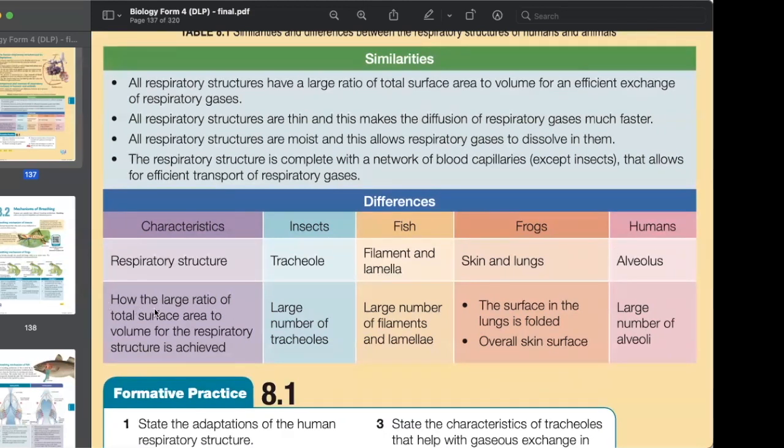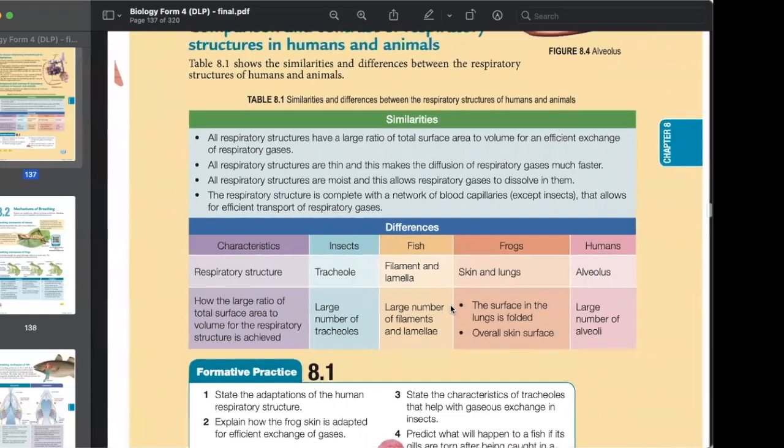Okay, how the large ratio of total surface area to the volume for respiratory structure is achieved? So yang ni dia ada banyak. Okay, the tracheal is present in a large number. Yang ni dia ada large number of filament and lamella. So yang ni dia ada lung, okay, dan dia juga ada skin untuk help them to breathe. And this one, it has large number of alveoli.